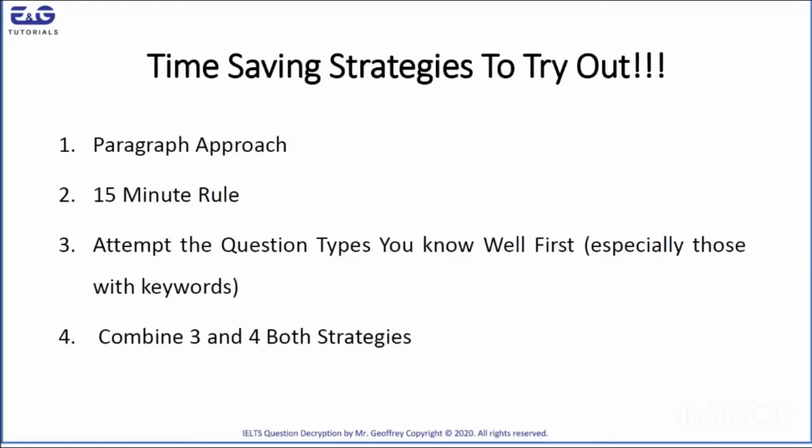All right, so time saving strategies to try out. We have what I call the paragraph approach, which I think for me is the best time saving strategy you can use. We have the 15 minutes rule. We have attempting the question types you know well first, especially those with keywords. And then you can combine 3 and 4, both strategies as well. Okay, let me explain what I mean by each of these types. But like I said, you can try them out and choose the one that works best for you.